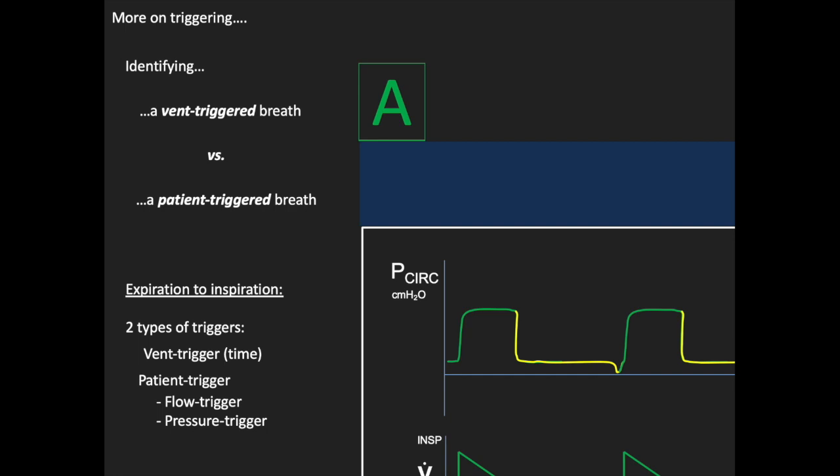For these two examples, the control breath, that first breath we saw, you see that there doesn't look like there was any effort by the patient because the pressure inside the tubing didn't drop. Whereas for this breath, you see this negative pressure deflection, and maybe that negative pressure deflection was enough to trigger either the flow or the pressure sensor in the ventilator to say the patient's trying to breathe in, let's start the breath. In real life, it's not often this obvious that the patient has tried to take a breath in, so I usually rely on just looking at the letter. If I see an A, it was patient triggered. If I see a C, vent triggered.